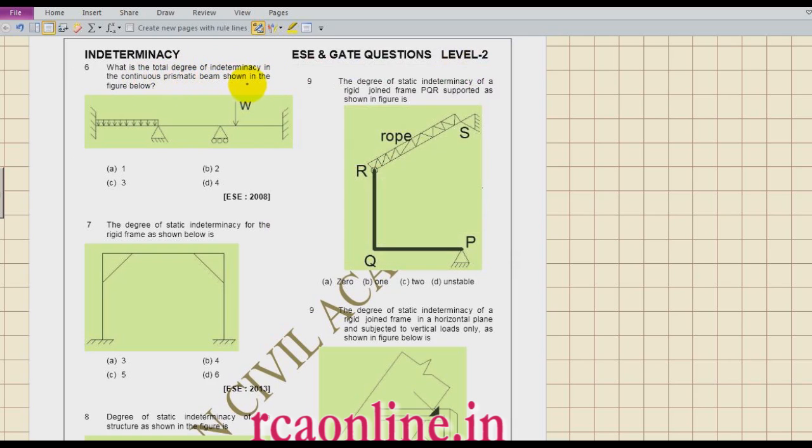Prismatic beam shown in the figure. Now when loading is given, if you see, the loading is vertical. So I have 2 reactions here, 1 reaction here, 1 reaction here, and 2 reactions here, because all the loading will be vertical and I will be having moments at the fixed end. So what is my total unknown? 6. Now what are the equations available? If I remove summation H, I have only 2 equations available. So my total indeterminacy is 4, and this is the answer.